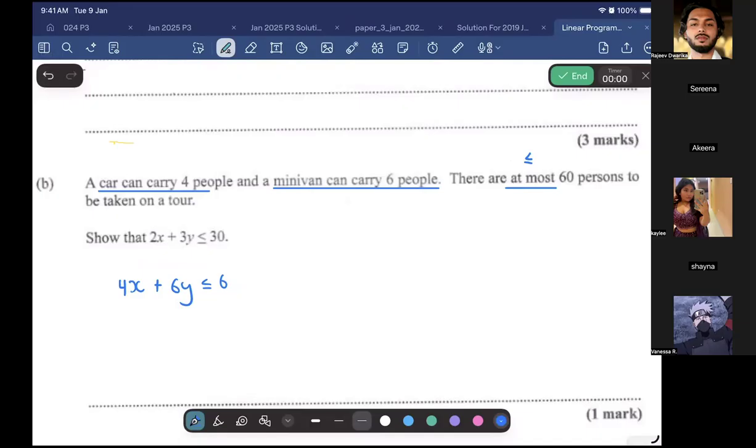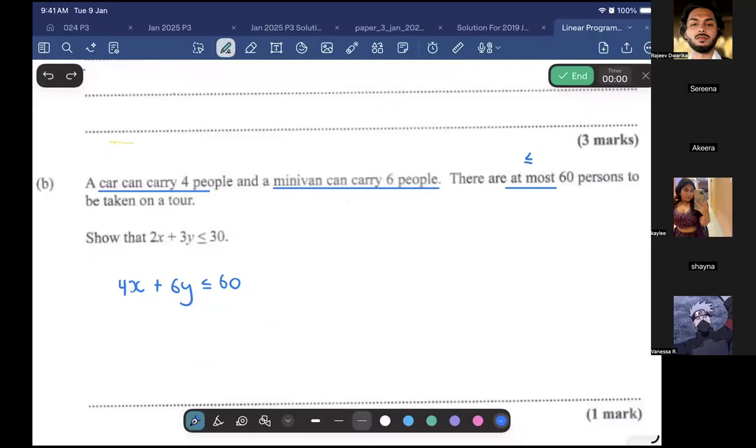Now talk to me, guys. We are trying to prove this over here. What does it look like I have to do with this inequality? Talk to me, Akira. What could I do with this to make it look like this? Take, for instance, 60. What would I have to do with 60 to get 30? Divide. Divide 60 by what?